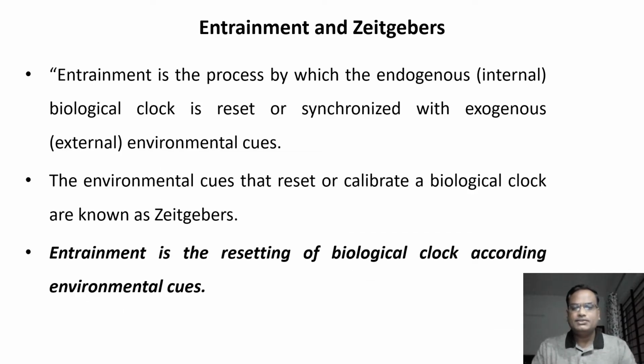Entrainment and Zeitgebers. Entrainment is the process by which the endogenous biological clock is reset or synchronized with exogenous environmental cues. In the last session, we studied biological clocks, especially the circadian rhythm. We are talking about circadian rhythm here, which is a day cycle, a 24-hour cycle.